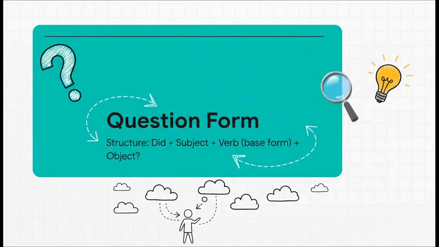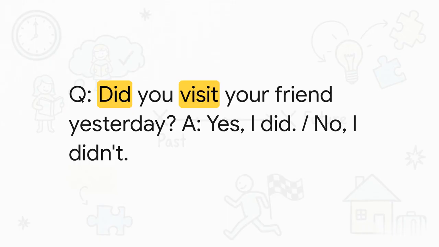And guess what? The exact same logic applies when you're asking questions. We just use the helper word did right at the beginning. So the formula is super simple. Did, then the subject, then, you guessed it, the base form of the verb. For example, did you visit your friend yesterday? See, visit is back in its original form, not visited. And the answers couldn't be easier. Yes, I did, or no, I didn't. That's all there is to it.